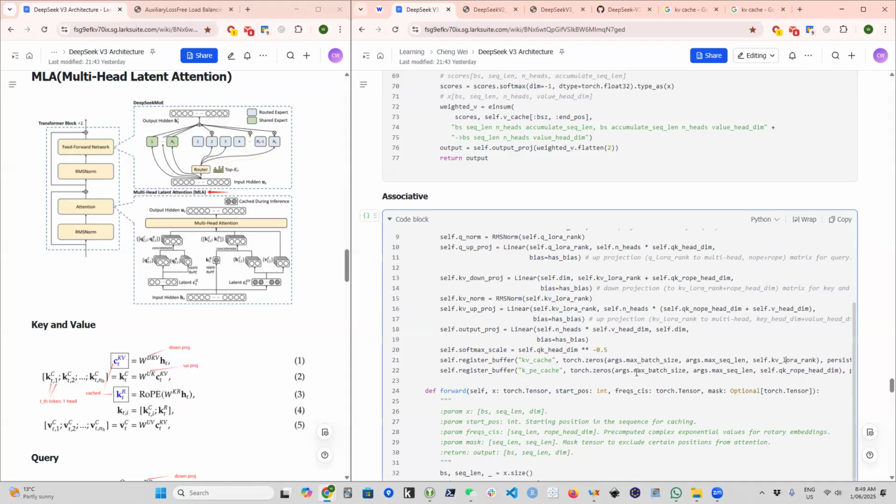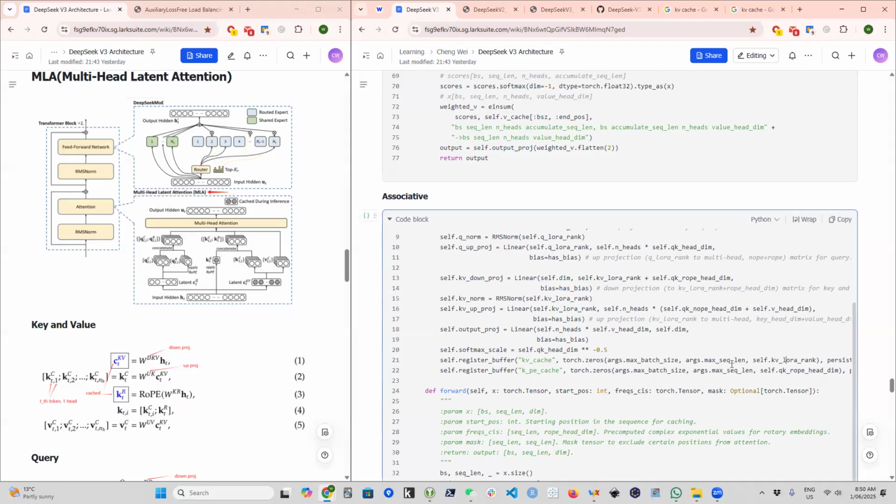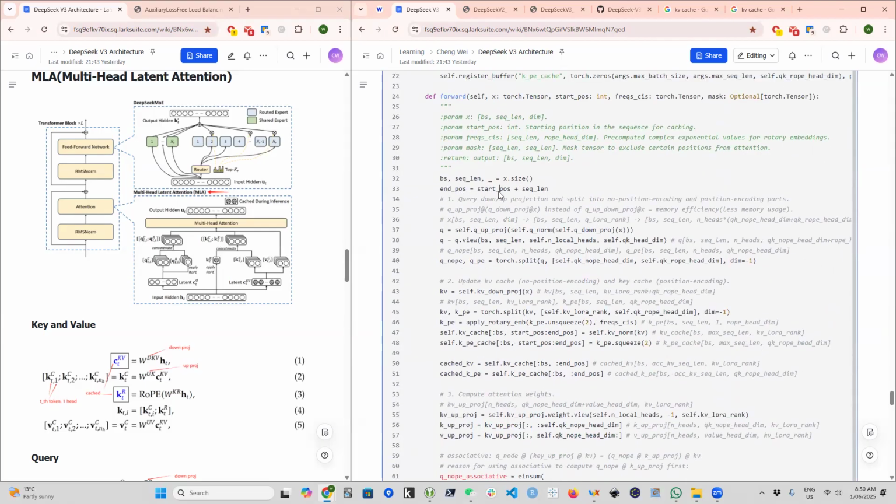So here is mapped to the diagram. We are caching the latent representation. So here it is not yet up projected into multi-head. It's latent representation, right? And we also have the part for the position embedding. So it's here. So we have batch size, sequence length, and the rope head dim. Yeah, let's go through from here.